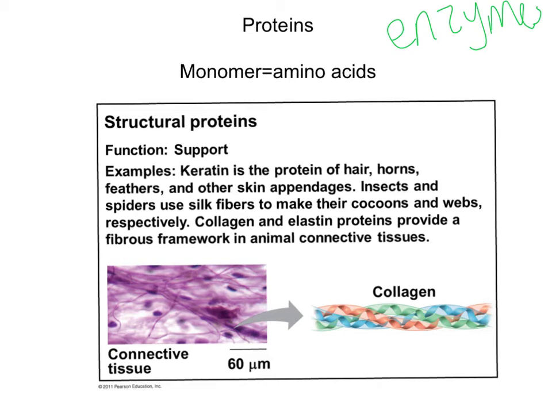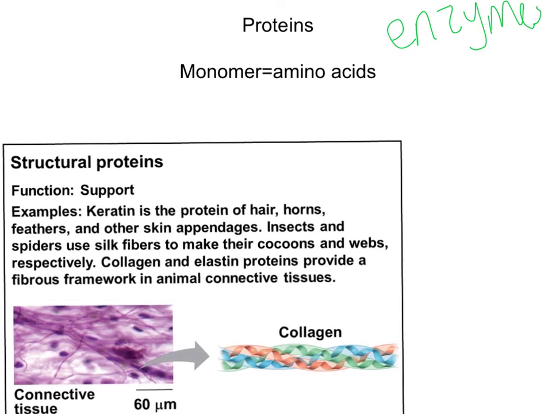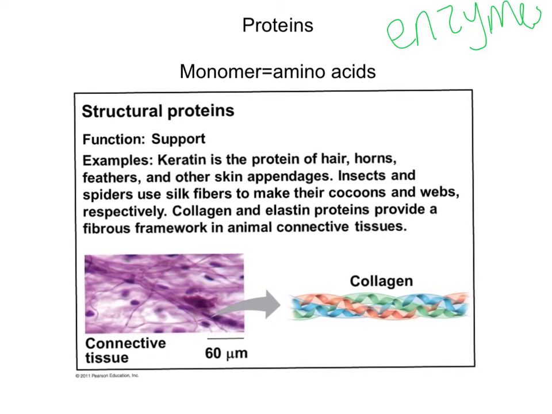So our proteins... one of the functions here is for structure or support. The examples they give here are keratin. Keratin is the protein that you find in your skin. It's what makes your skin kind of water resistant, waterproof. It's the protein that's in your hair. It's in horns, feathers. It's in fingernails.